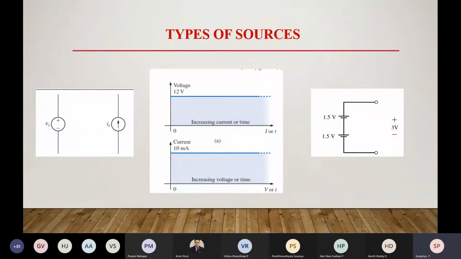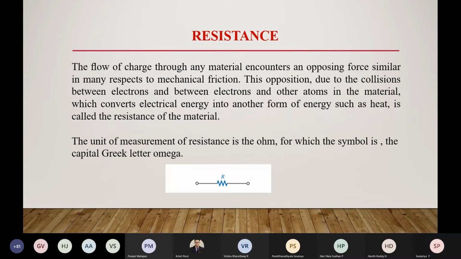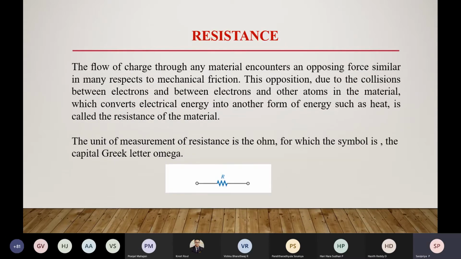That is represented normally when you draw a circuit, the external excitation. So now we have two more terms: one is power, the other. Now, other than this, we have the important circuit elements called resistance.